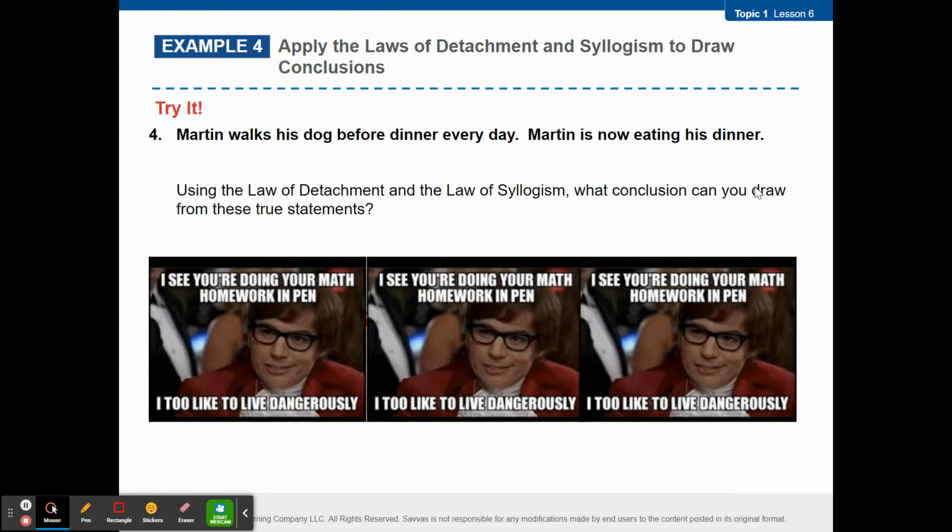There we go. Martin walks his dog before dinner every day. Martin is now eating dinner. Use the law of detachment and syllogism. What conclusion can you draw from this?